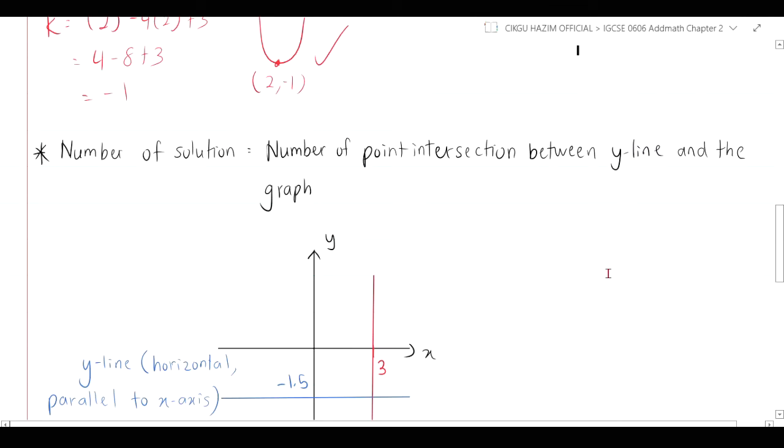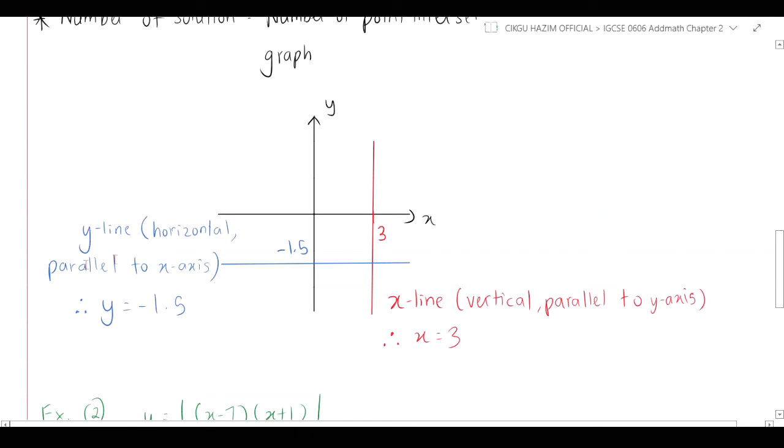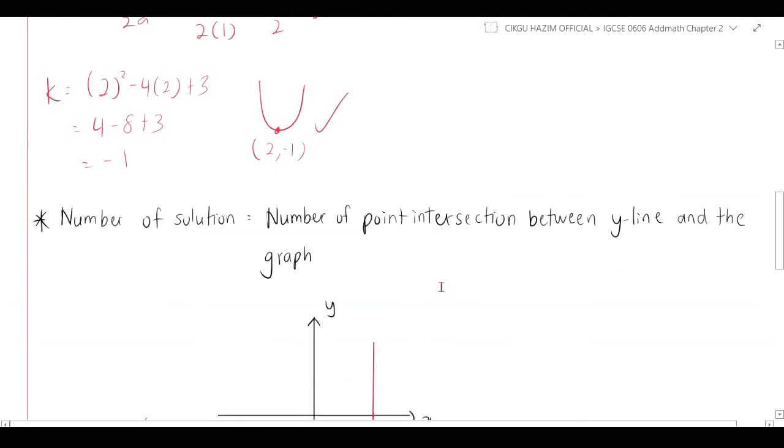So here, going back to basics, you need to understand what a y-line is. The y-line is the horizontal line in the graph, parallel to the x-axis. Your equation is y equal to some value, like here y equal to negative 1.5. That's the y-line. And the other way around is the x-line, which is the vertical line, parallel to the y-axis. For example, x equal to 3 because x passes through 3 here. This is what it means by number of solutions.